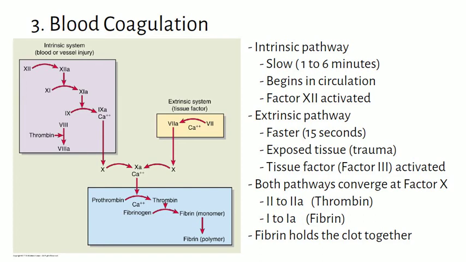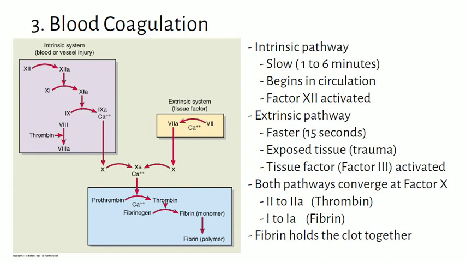Starting with the intrinsic pathway on the left, you can see that disruption in vessel integrity leads to activation of factor 12. Factor 12 activates factor 11, which in turn activates factor 9. Factor 9 activates factor 10. The extrinsic pathway begins with trauma to the blood vessel or surrounding tissues and the release of tissue factor. Tissue factor activates factor 7, which then activates factor 10.